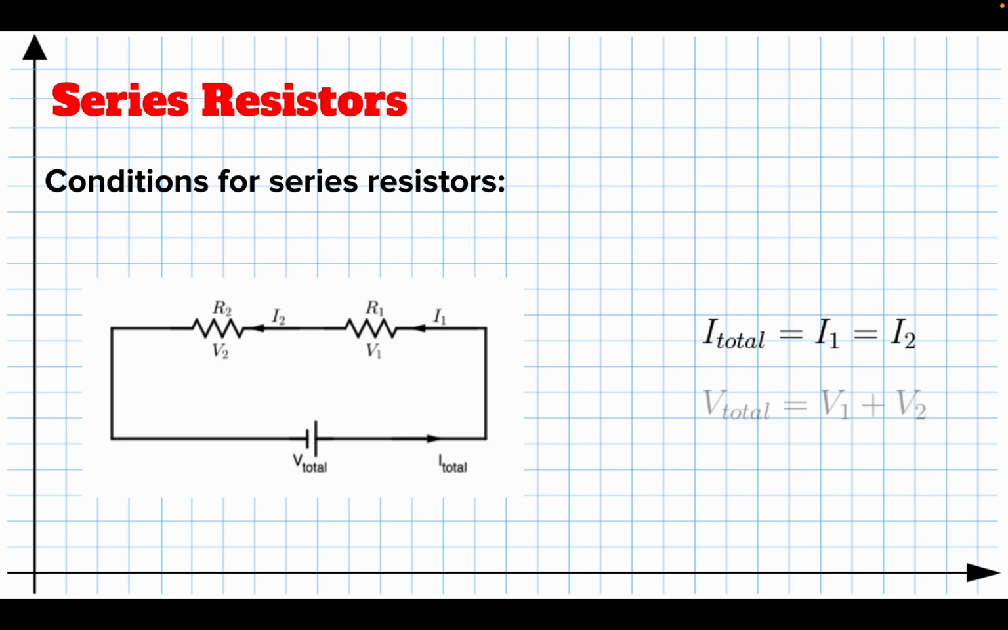On the other hand, the voltages add up. So whatever voltage we start with here, if I figure out how much voltage I lose here, we're going to call that V1, and I figure out how much voltage I lose here, we call that V2, and I add the voltages that I lose in the resistors, that has to equal the voltage that I gained for the whole circuit, the battery, okay?